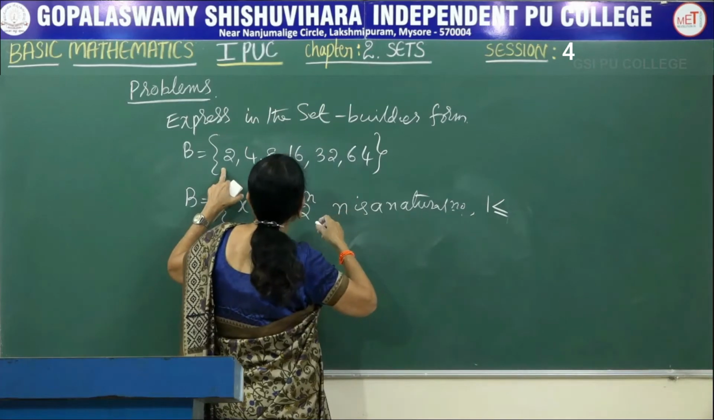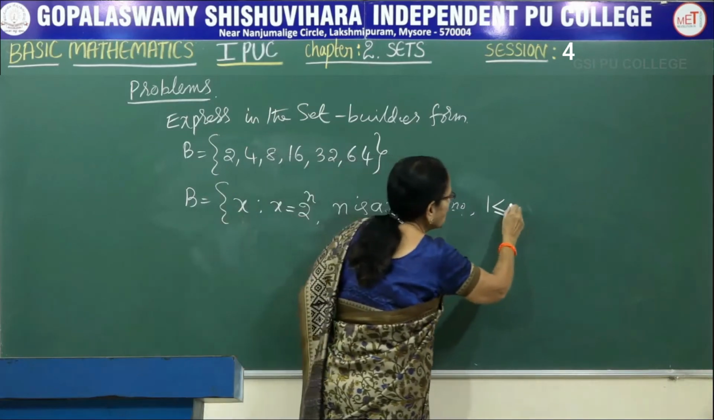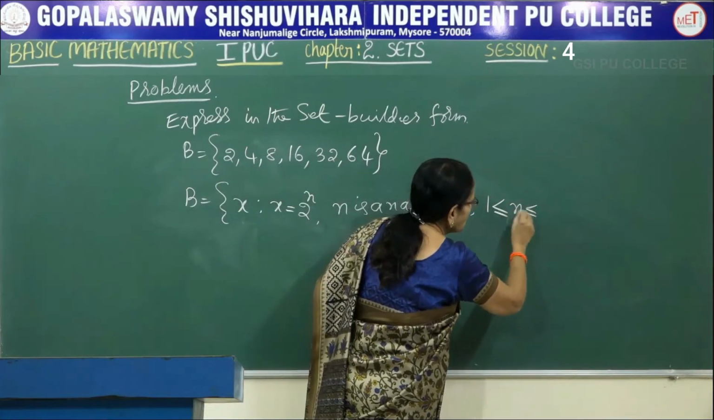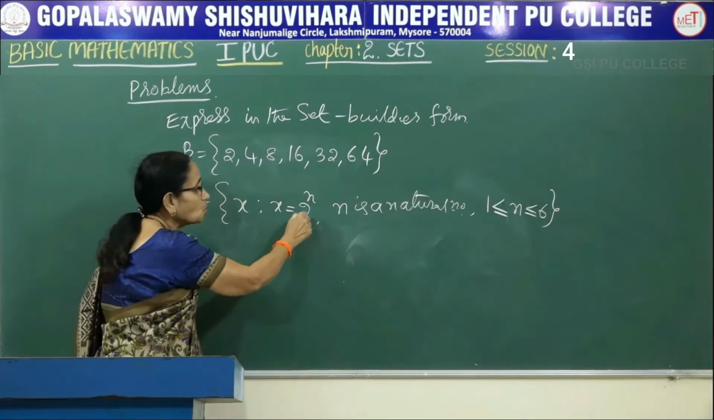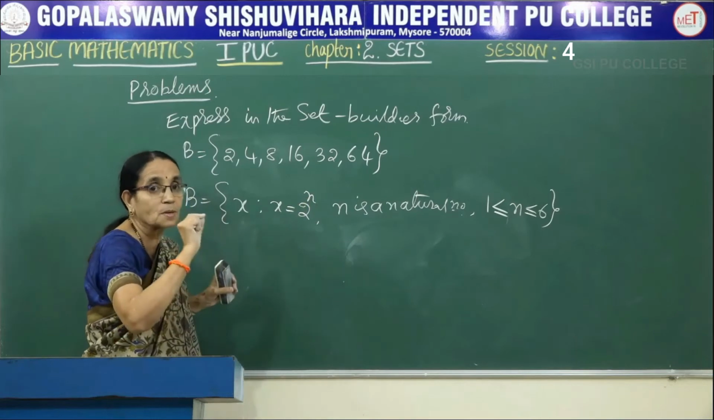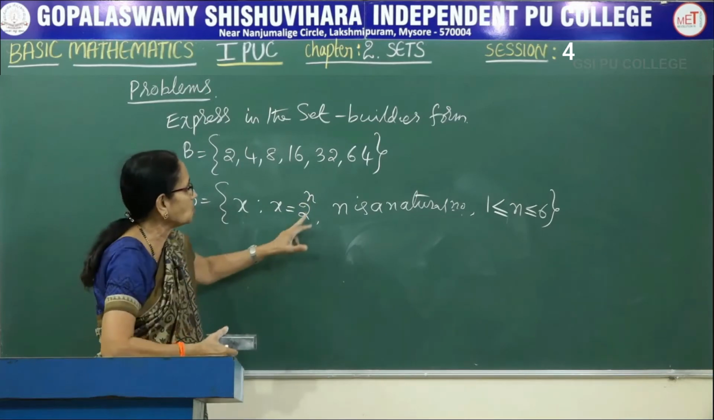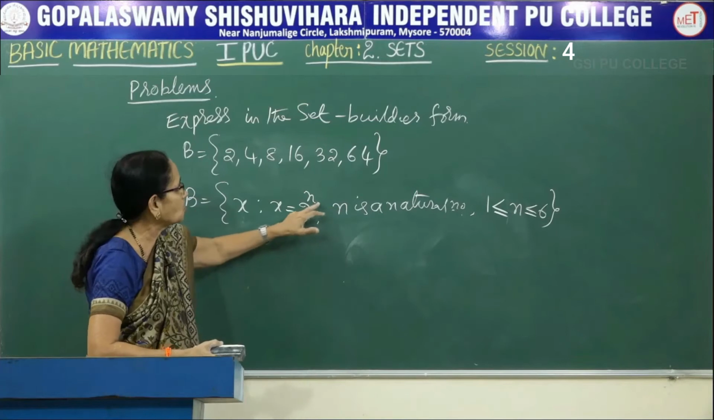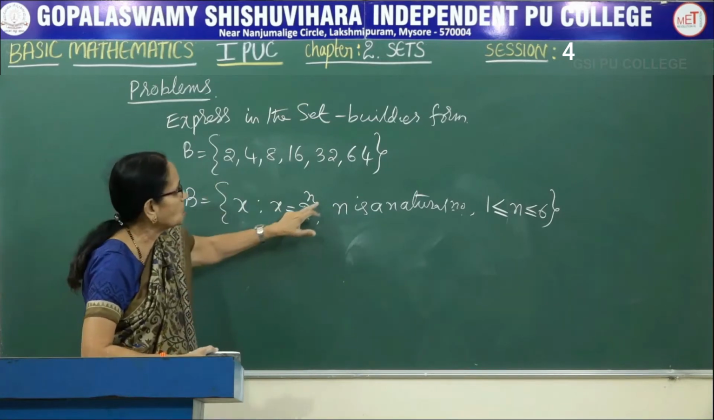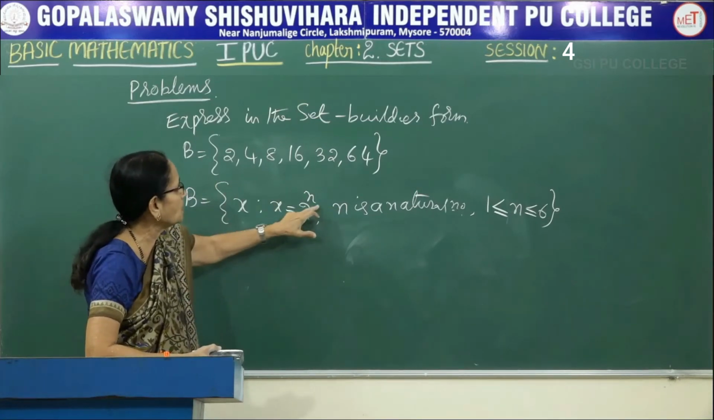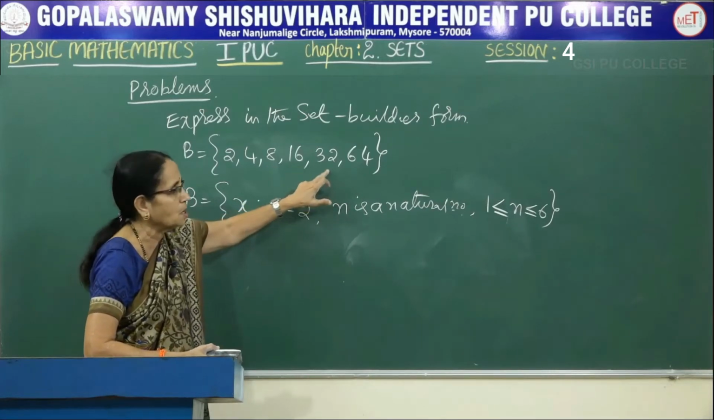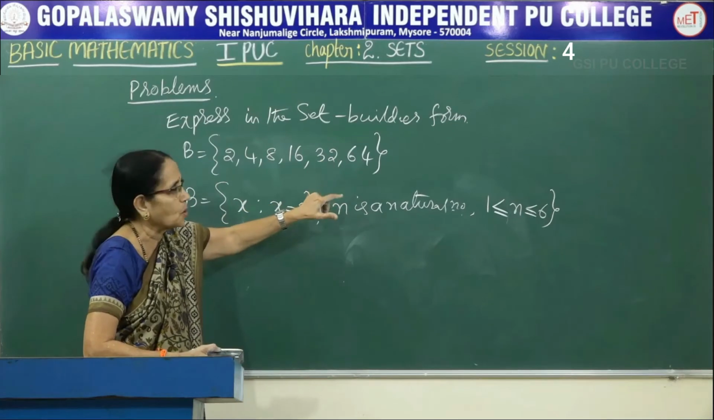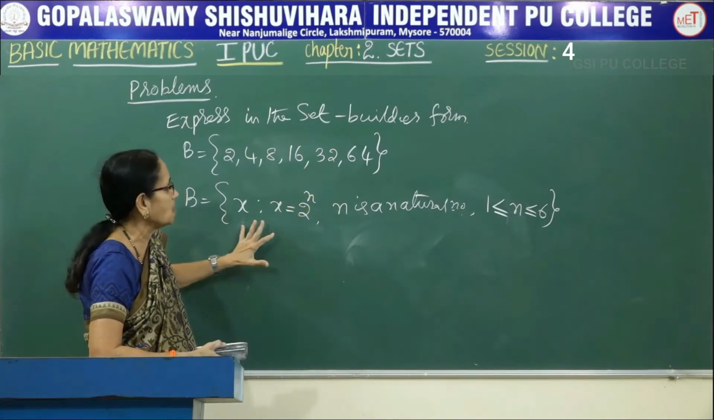It is 2 to the power n. This is 2 to the power 6. Therefore, 1 less than or equal to n less than or equal to 6. So here it is 2 to the power n. In the previous one it was 3 into n. First number, 2 to the power 1 is 2. 2 to the power 2 is 4. 2 to the power 3 is 8. 2 to the power 4 is 16. 2 to the power 5 is 32. 2 to the power 6 is 64. So this would satisfy both the conditions.